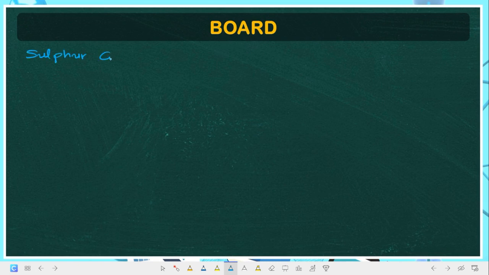Sulfur containing amino acid. Let's look at the sulfur containing amino acids. Now sulfur is X, so any one of them that has this XH configuration is part of the sulfur containing amino acids. Is that clear? So let us draw them now.